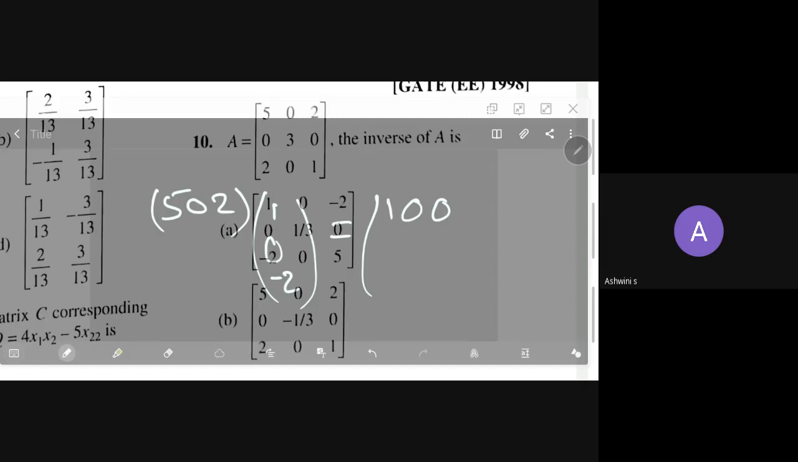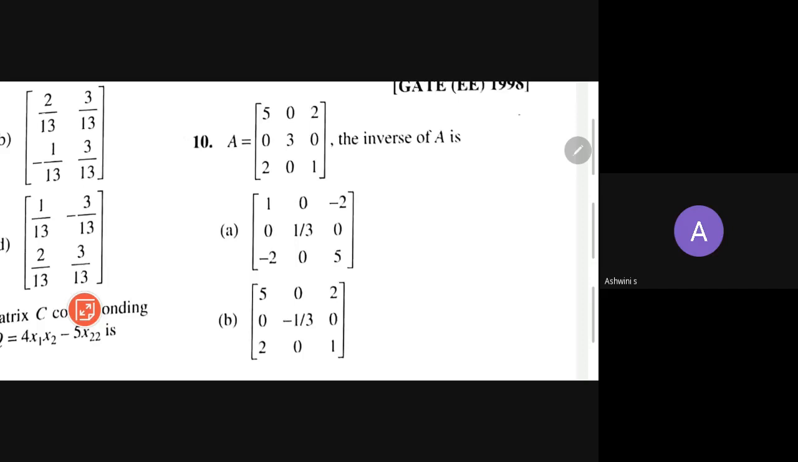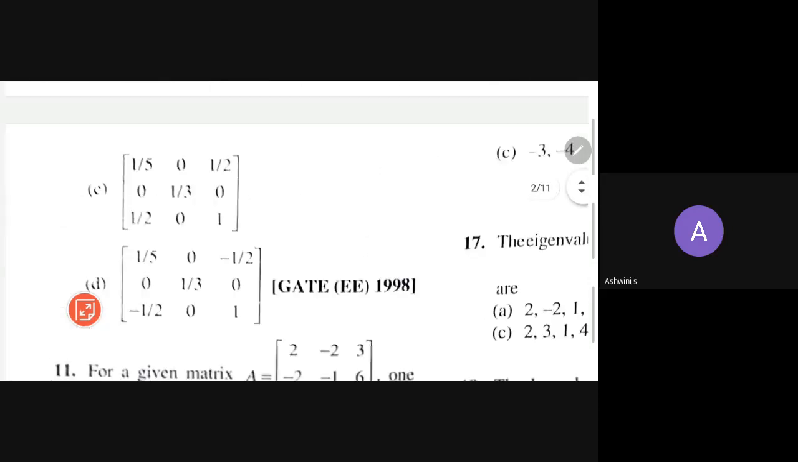Maybe the correct answer is A. You are close to the correct answer, A. Without computation also you can do. That is what I am saying.